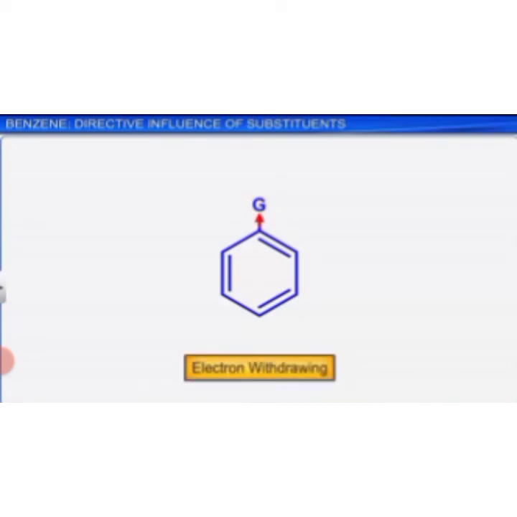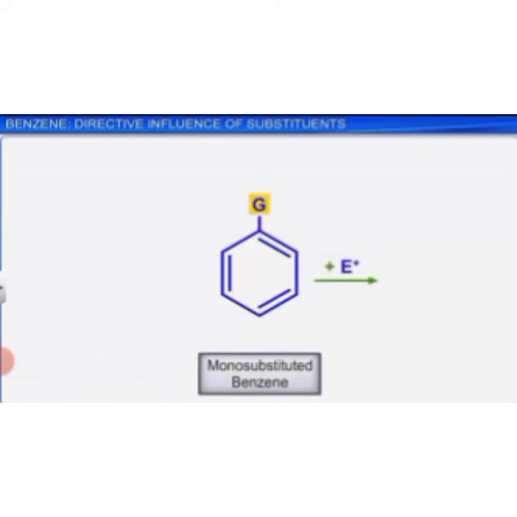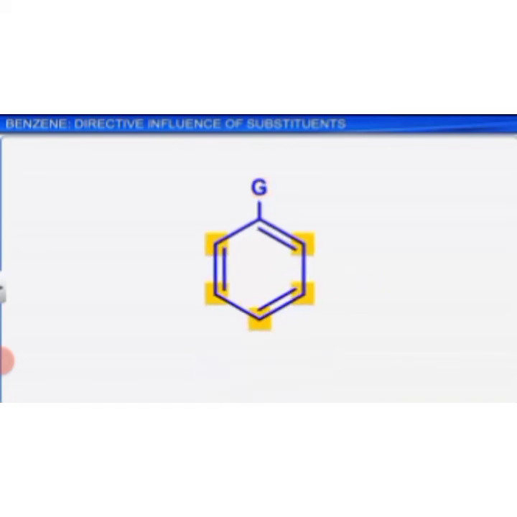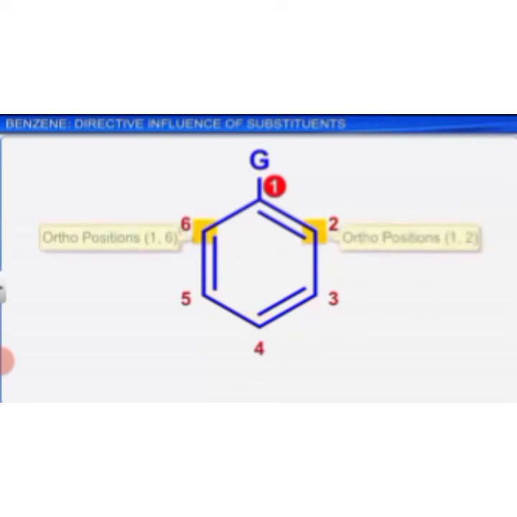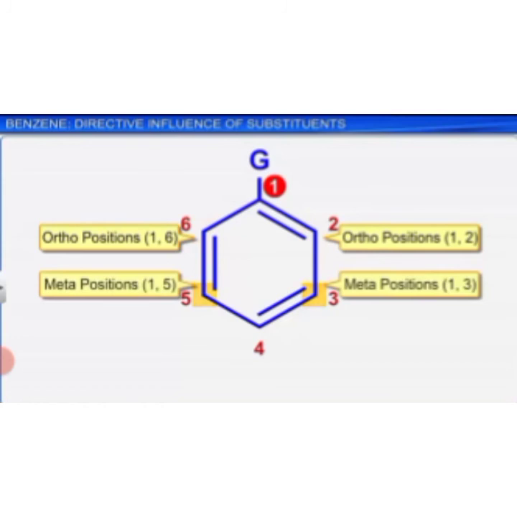The group present on the ring orients the new incoming electrophile to any of the remaining 5 positions. Of these 5 remaining positions, with respect to position 1, positions 2 and 6 are equivalent and said to be the ortho positions. Positions 3 and 5 are equivalent and said to be the meta positions. And position 4 is said to be the para position.